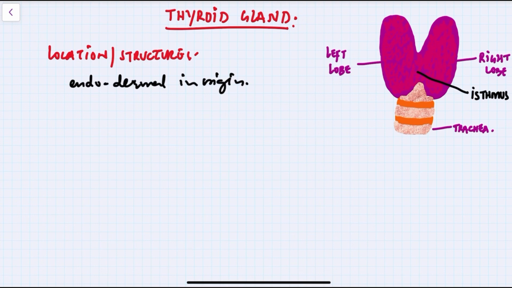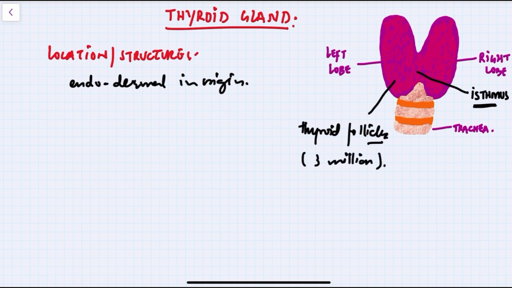It consists of two lobes which are connected by a thin bridge which we call the isthmus, shown in the black color here. Histologically, the thyroid gland consists of spherical sacs, which we call the thyroid follicles, which I have shown here. These are approximately 3 million in number in the thyroid gland, and these thyroid follicles are lined with cuboidal epithelium.